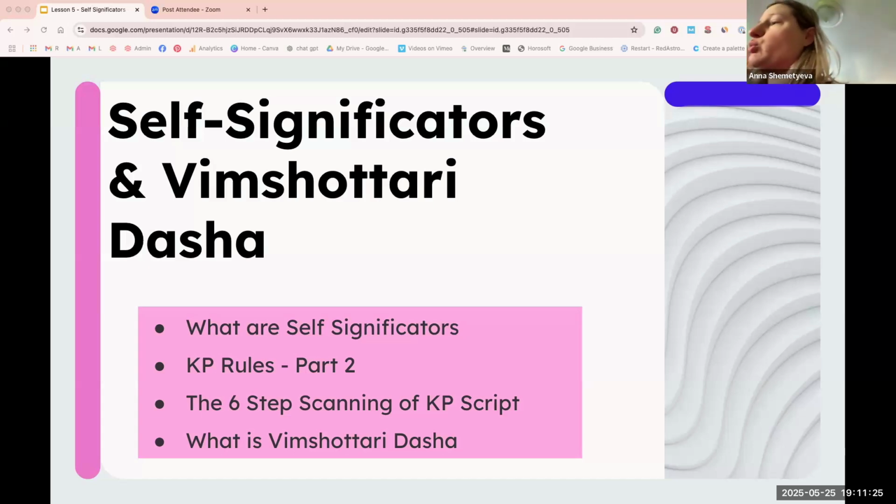Okay, so now let's start with today's class, which is really very important and interesting. This is self-significators. Now, what is a self-significator? It is also known as untenanted planets. Some people have given the term untenanted planets. Even Krishnamurti ji used this term in his book, the untenanted.